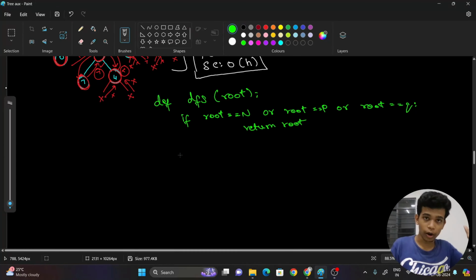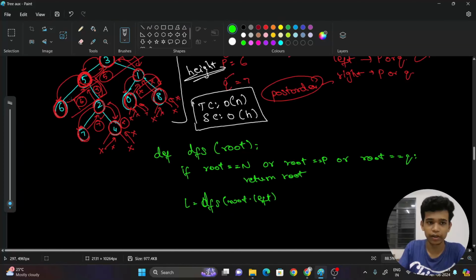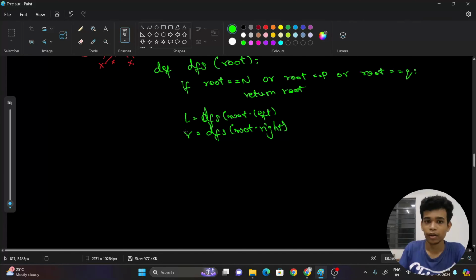Now, what is the next step? We want to go to the bottommost. So it is a postorder traversal. In postorder traversal, what do we do? We take the left and right, right? Okay. Let us take the left subtree as dfs of root dot left, and then the return value will be stored in L. That will be useful in our future case. Okay. And right will be what? dfs of root dot right.